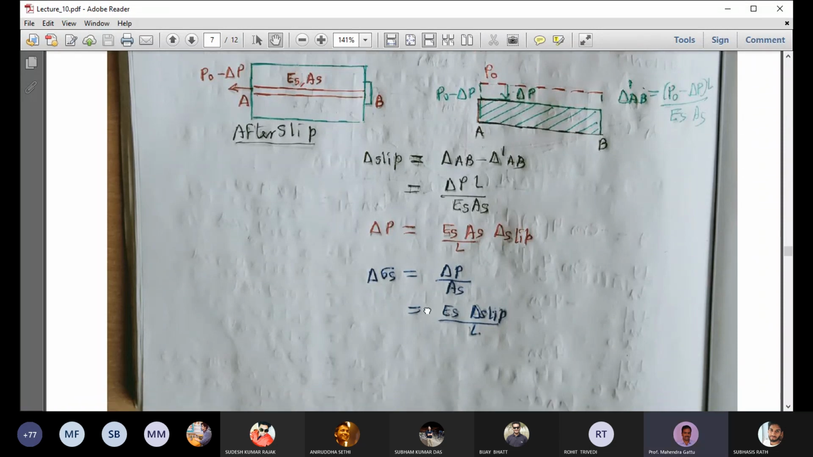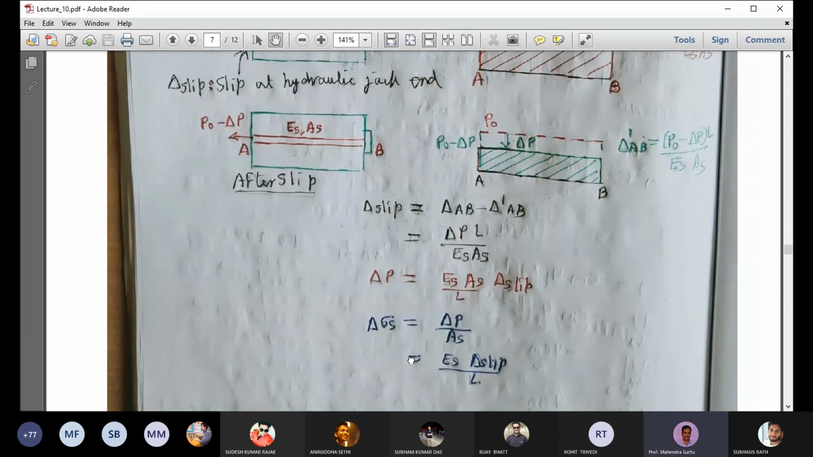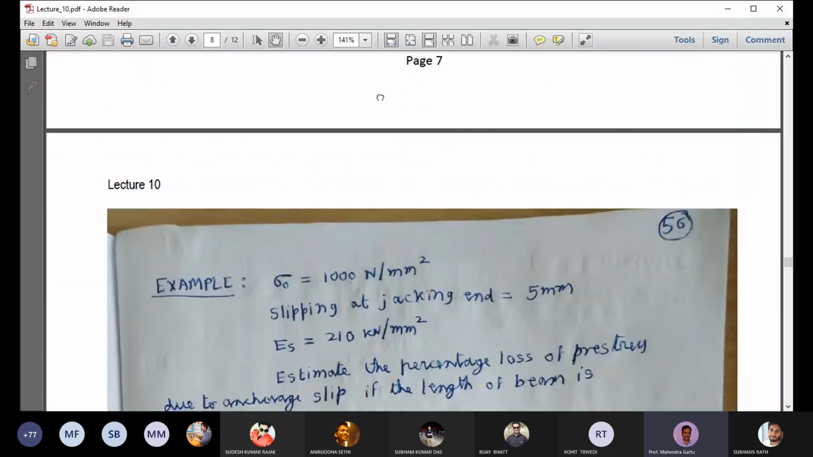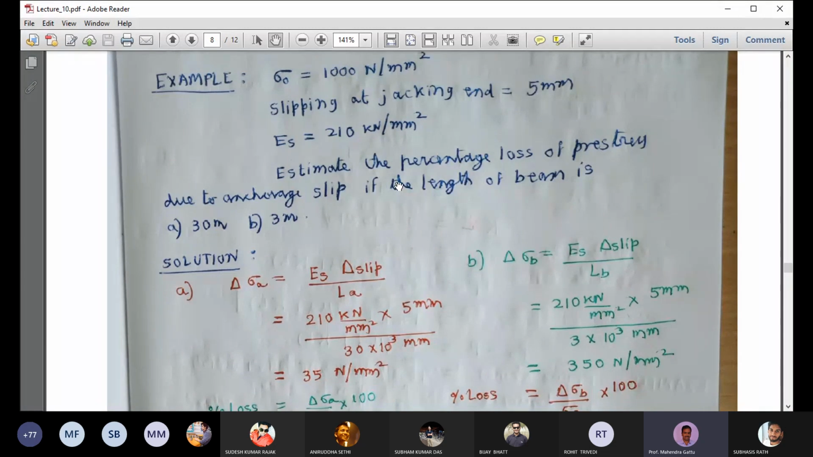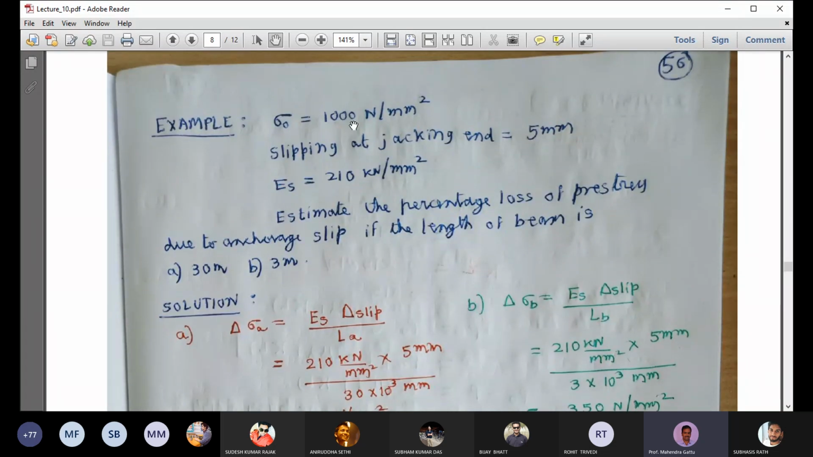Then we'll look into pre-stress loss for a curved cable. So how does pre-stress loss occur in a curved cable? There is one example. Yeah, let's do that example. Okay. So just consolidate this concept. So we are having a cable with pre-stress of 1000 Newton per millimeter square, and at the end A we have 5 millimeters slip taking place. The Young's modulus of steel is 210. So we are asked to estimate the percentage loss of pre-stress due to anchorage slip if length of the beam is 30 meters or length of the beam is 3 meters.